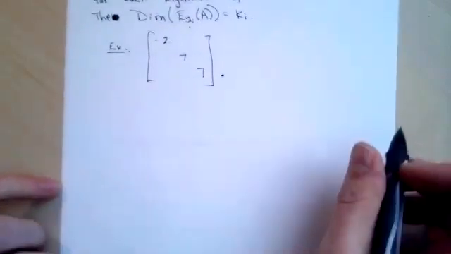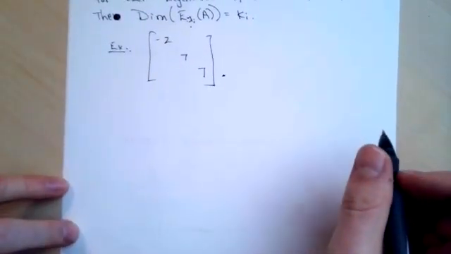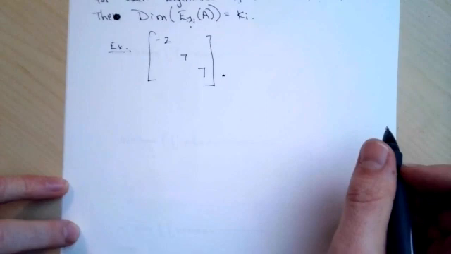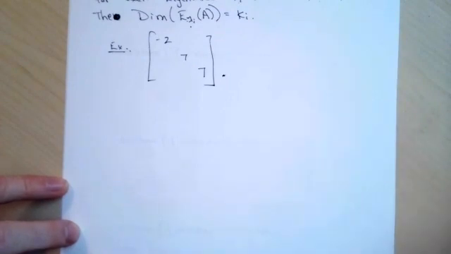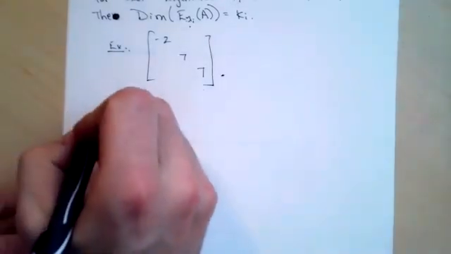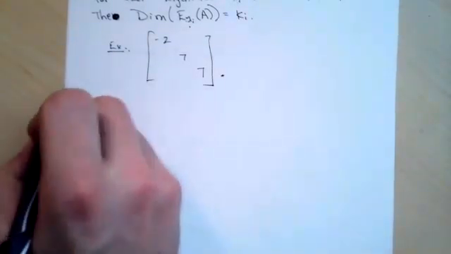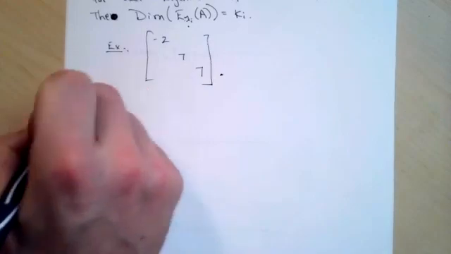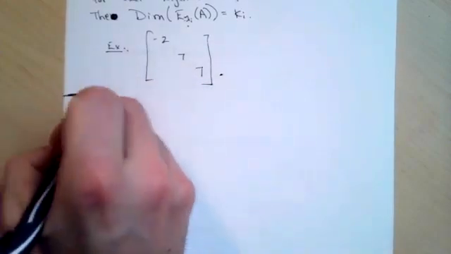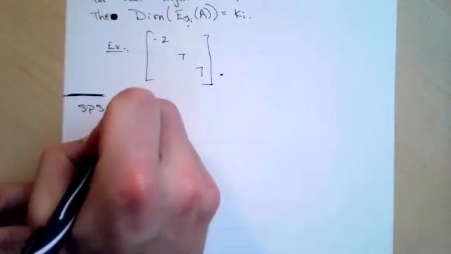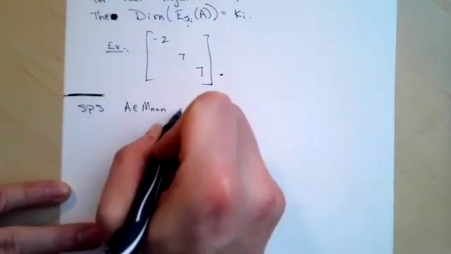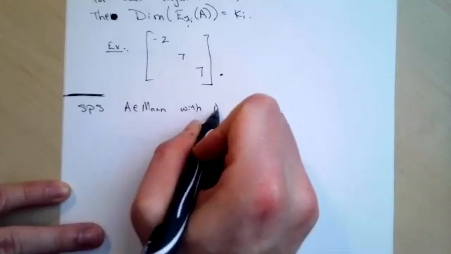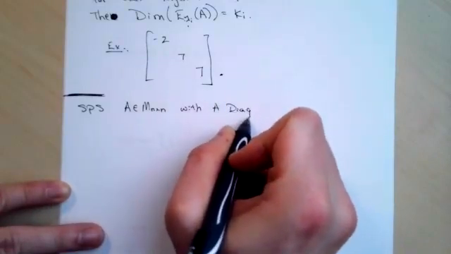Okay, so things we need to conclude. We wanted to talk about trace. We wanted to talk about multiplicity and raising a matrix to a higher power. So let's start our application section. Suppose we have an n by n matrix that is diagonalizable.